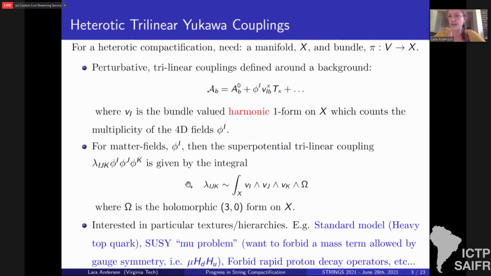Now, in any given theory, as I said, we're interested in particular structure. So as examples, in the standard model, we know there's a heavy top quark. So you ask, can I have hierarchies of masses? In supersymmetric theories, famous problems like the mu problem: how do you forbid stuff that's allowed by gauge invariance, forbidding rapid proton decay operators? There's a lot of structure for these couplings that one wants to consider. Of course, this is just the superpotential in the supersymmetric theory. If we were actually doing a realistic vacuum, we've got to run this down to lower energies, break supersymmetry, and a bunch of other things will happen. But if you can't control this supersymmetric data, then you don't have much hope of controlling anything else.